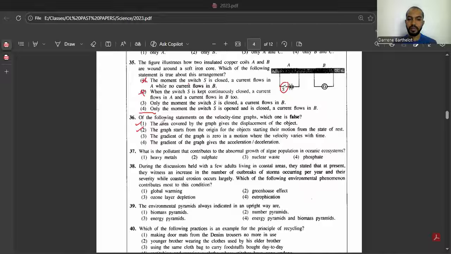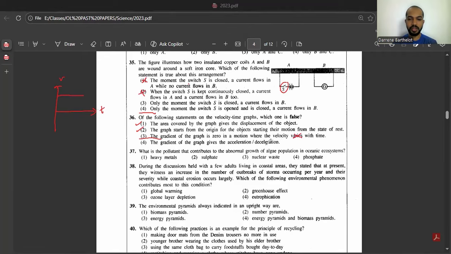Then, gradient of the graph is 0 in a motion where the velocity varies with time. So let's say if the gradient is 0, then what can you say? Velocity is constant throughout the motion. Here it says velocity varies with time, so that's wrong. That should be the answer. Let's see the fourth one as well.